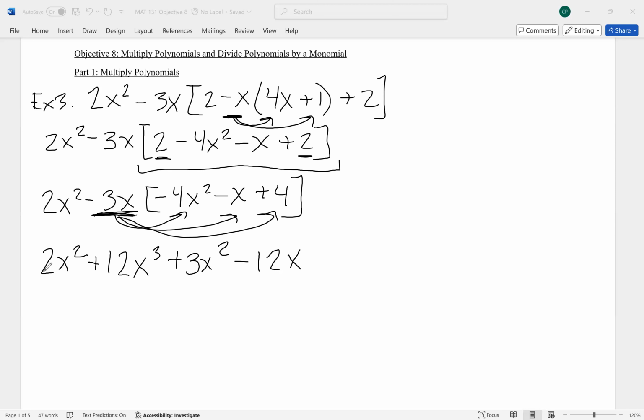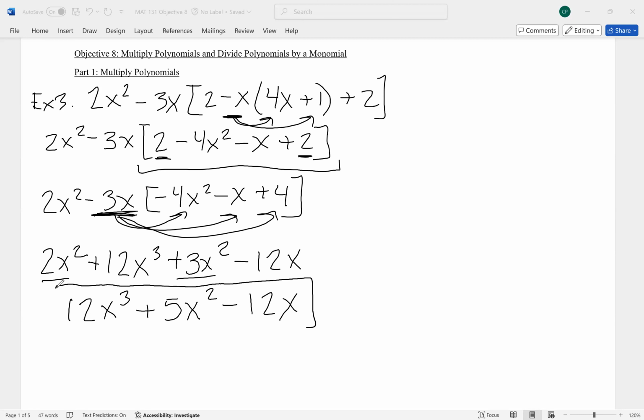Okay. Now at this point, we need to look again, see what we can combine, and then we need to put our final answer in descending order. Okay. So the 12x cubed is going to go first. The two terms that have the x squared, we can combine those, and that will go next. And then our term that just has x, that will go last.